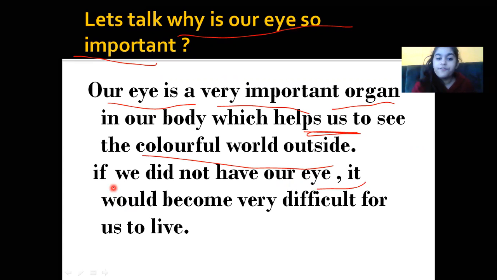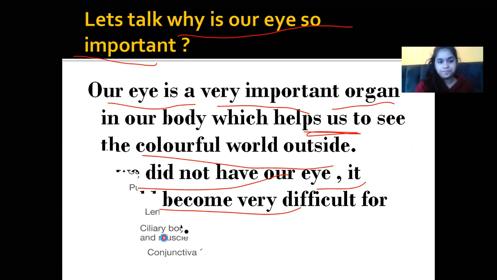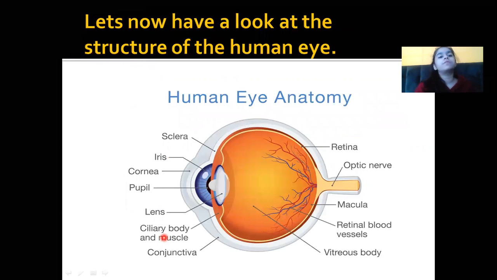If we do not have eyes, it would become very difficult for us to live. That's very obvious. Let's now have a look at the detailed structure of the human eye. I hope you can see this diagram of a human eye.